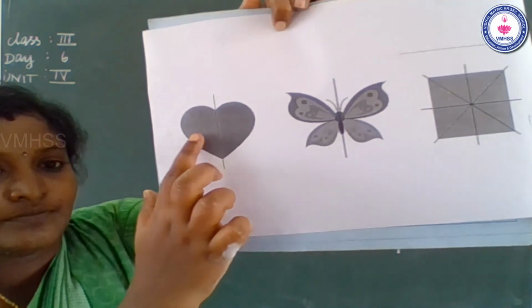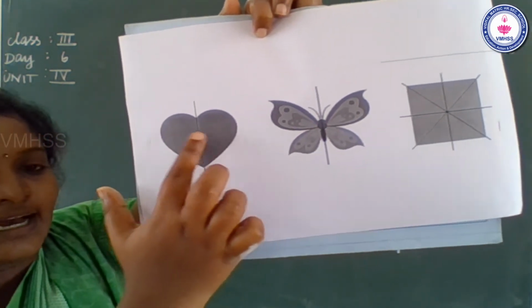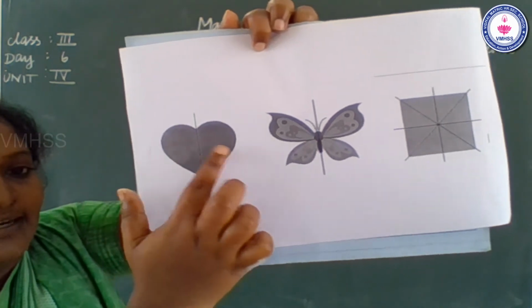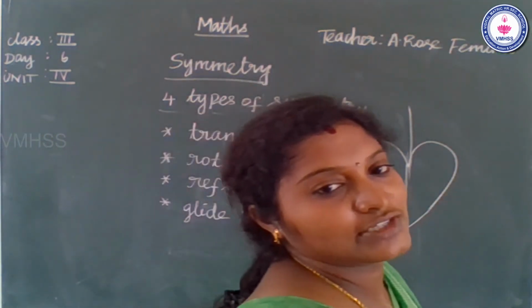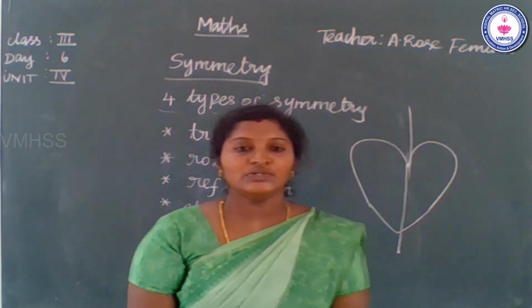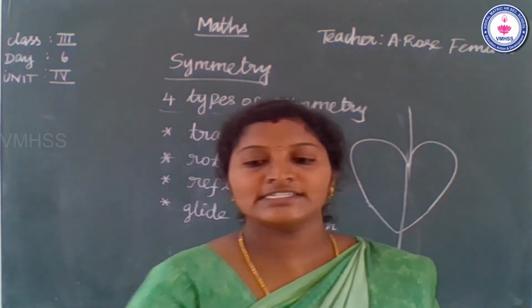Exactly the other shape. Right hand side and left hand side are equal. So this is a mirror image. Do you understand, my dear students? So what is the next one?